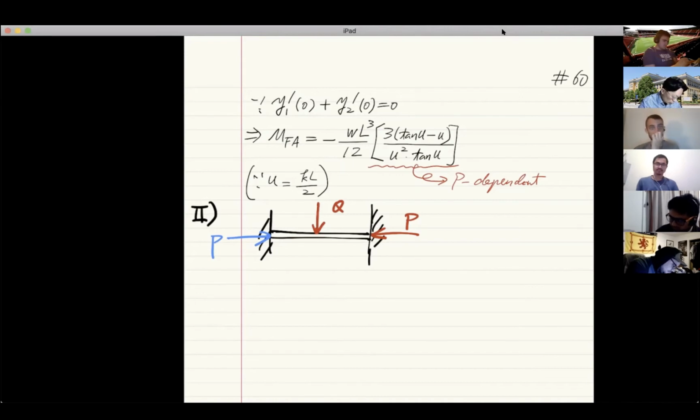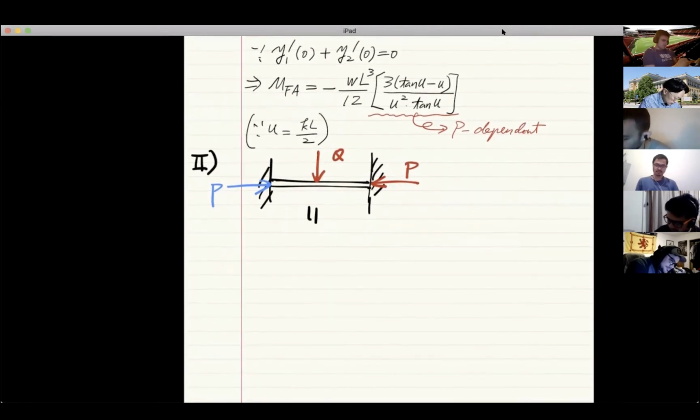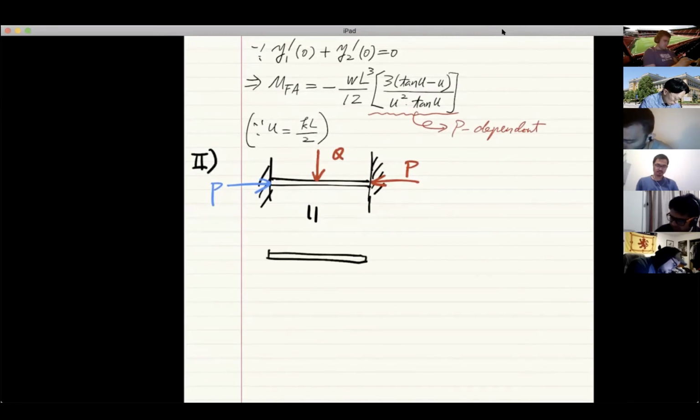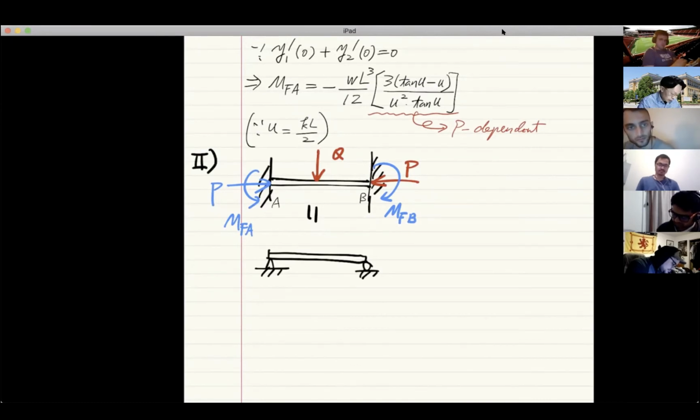And we know that this equals the superposition of these two structures. But of course, let's not forget about the MFA and MFB, the fixed end moment at A and the fixed end moment at B. That's what MFA and MFB mean. So for the first one, we don't consider MFA and MFB. We just consider this load, Q, P, and the reaction, P.